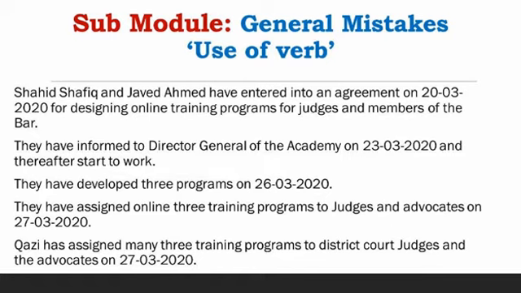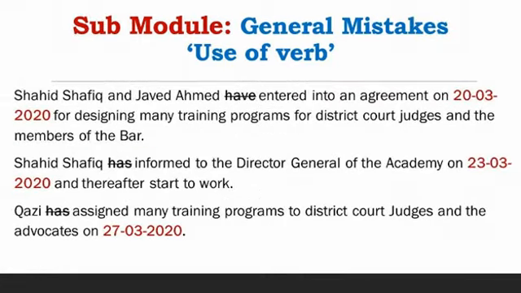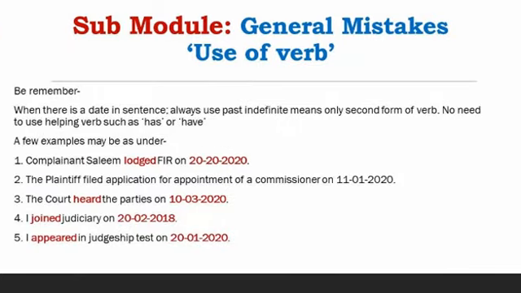If so, please identify. The word have is not required here. Look, I have deleted it. Have plus the third form of verb is the present perfect tense. It would not be appropriate to use this form here as a specific date of doing a job has been given, and therefore simple past indefinite tense will be used. In all three sentences a date has been given. I have deleted has or have used in these sentences and used past indefinite. Remember, when there is a date in a sentence, always use past indefinite, which means only the second form of verb. No need to use helping verbs such as has or have.